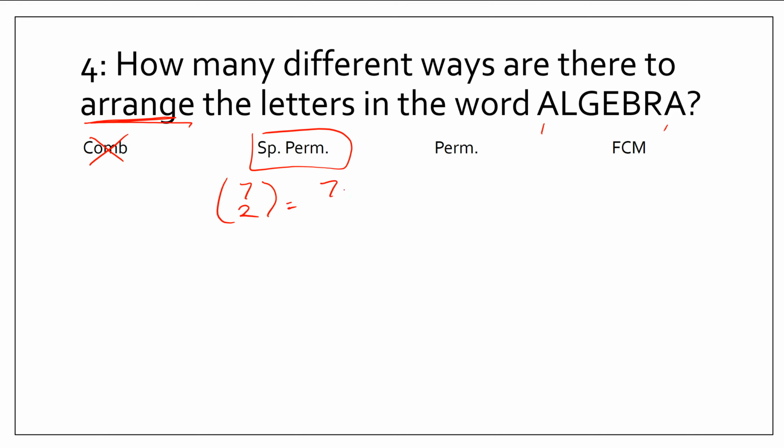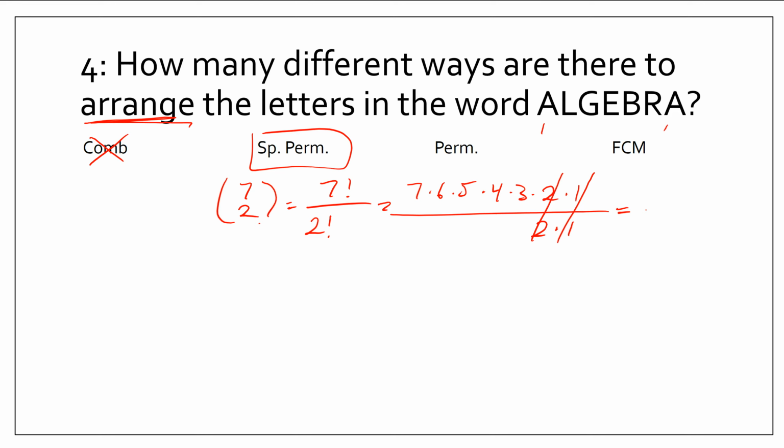And remember, the way I calculate it is 7 factorial over 2 factorial. And we have room for extra factorials here if they were written here, but they're not. So 7 factorial, 7 times 6 times 5 times 4 times 3 times 2 times 1 over 2 factorial, 2 times 1. These last two cancel. So let's put this into my calculator real quick. And there are 2,520 different ways of arranging the word algebra.